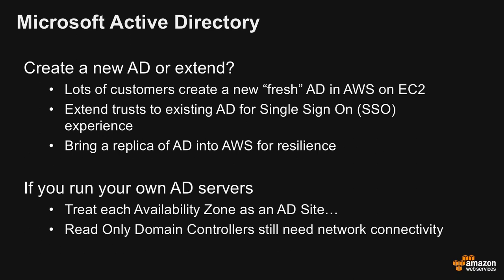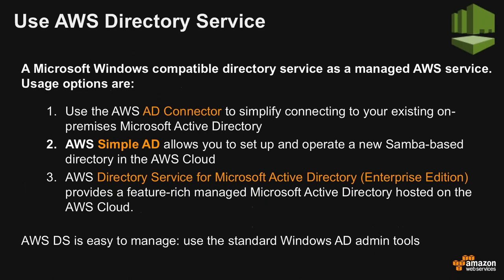Now, if you run your own Active Directory servers, you can treat each availability zone as an Active Directory site, and this gives you high availability very quickly and very easily. And if you're extending, you're able to provide read-only domain controllers. They still need network connectivity, but they can be read-only in the AWS environment.